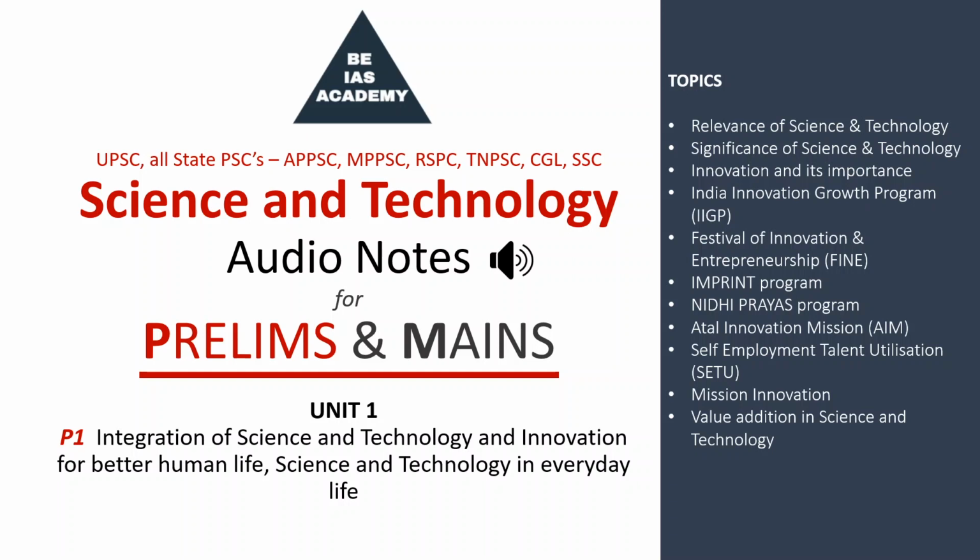So IIGP 2.0 functions through phases, Phase A and Phase B. Phase A, it's an ideation phase. It converts the ideas into concepts. Phase B, the innovation phase. The concepts of the prototype technologies are demonstrated, that is, pilot projects.